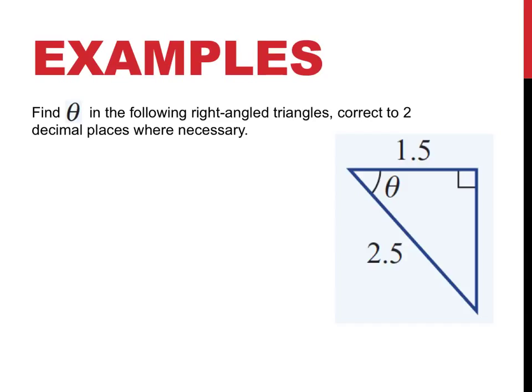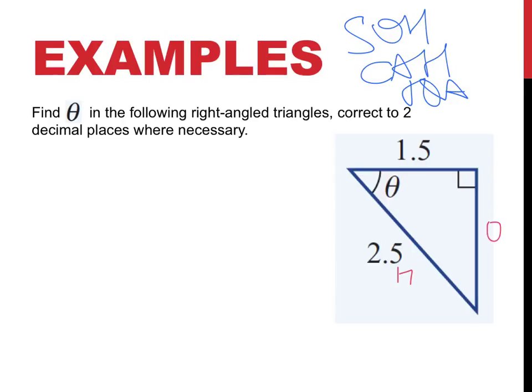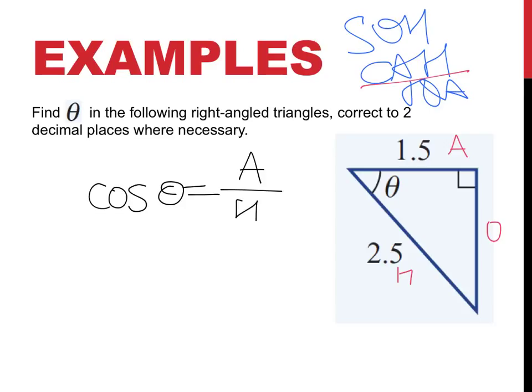Again, without having to repeat this, SOHCAHTOA. Let's label my sides: hypotenuse, opposite, adjacent. If I've got the adjacent and the hypotenuse, I'm going to be using the cosine, and the cosine ratio is the adjacent over the hypotenuse. Sorry, my H's are looking a bit weird at the moment. It's just the way I'm writing it. So the cosine of theta, my adjacent side is 1.5, and my hypotenuse is 2.5.